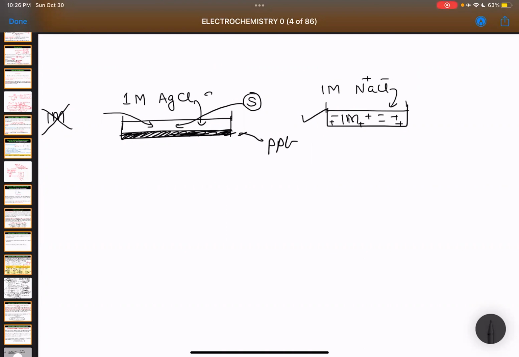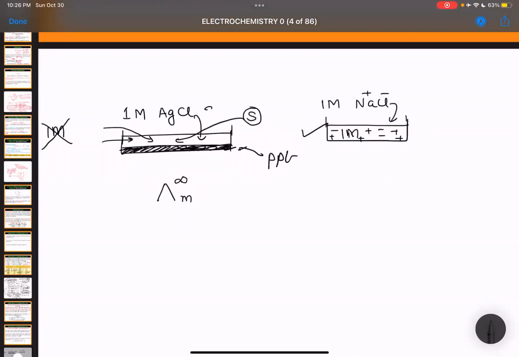So how can we find out the solubility? You can calculate its molar conductance. Normally you don't have the molar conductance at infinite dilution, but the molar conductance which you calculate here will be for infinite dilution, because very little is soluble and most of it is insoluble. The concentration of soluble AgCl is so small that you can treat it as an infinitely dilute solution of AgCl, because most of the AgCl has precipitated.